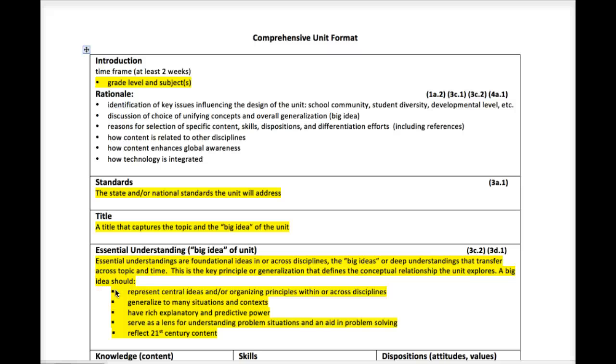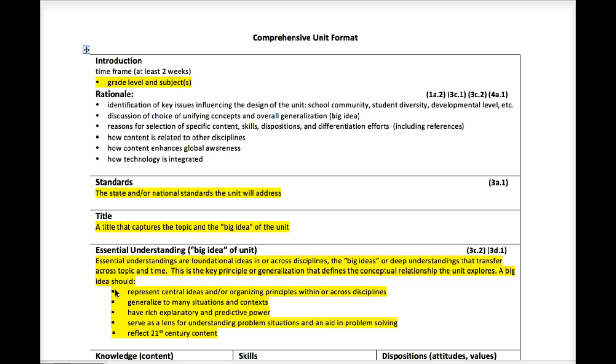Hey, teacher candidates. So I want to talk a bit about the comprehensive unit format that you are going to follow in designing your UBD unit plan, and that will eventually also be the format you follow for your evidence for the state, evidence 3.